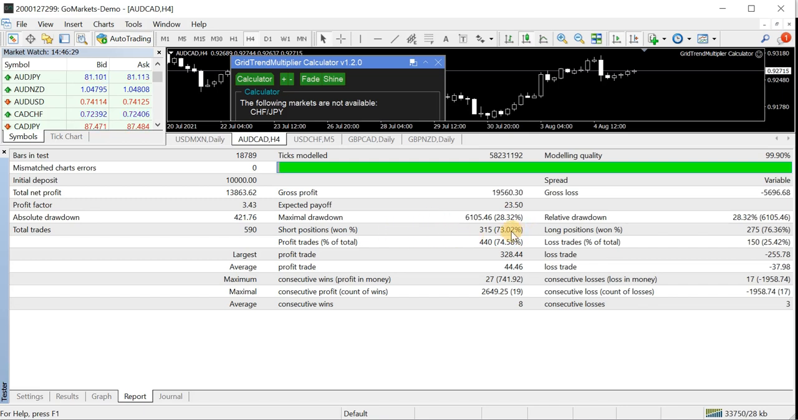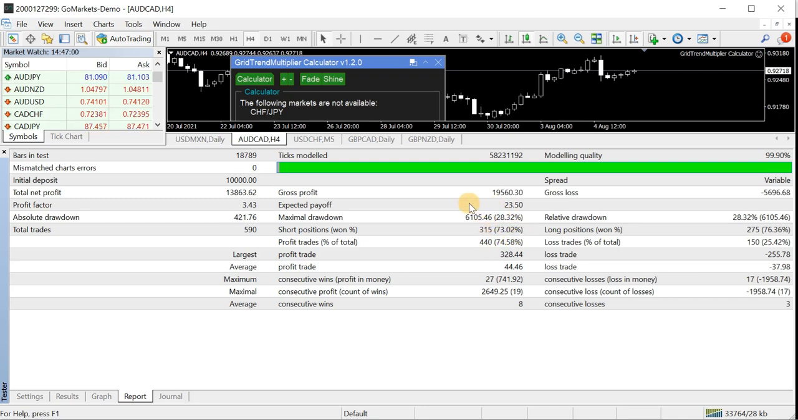Just some stats on short positions 1, long positions 1, overall 74. Largest trade, largest profit trade, largest loss trade, average profit trade, average loss trade. Consecutive wins in money, consecutive wins, profit and money, yeah, you can read that. And just your average consecutive wins, average consecutive losses.